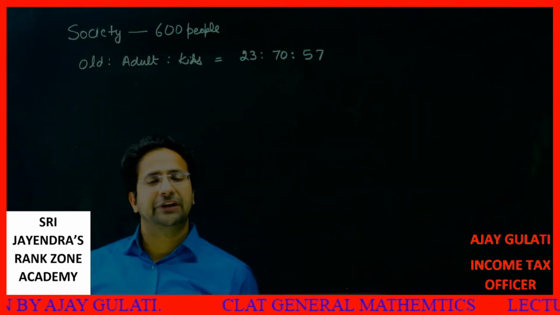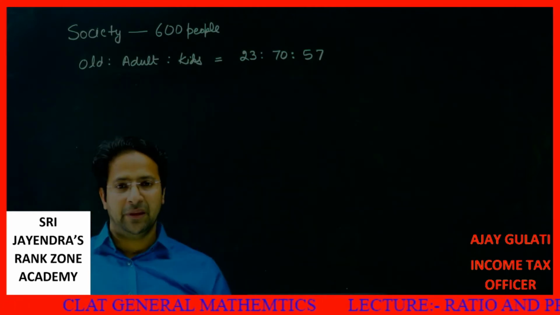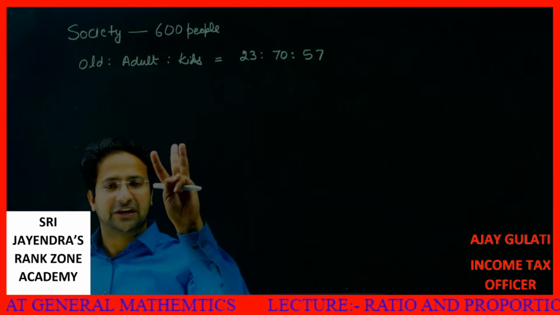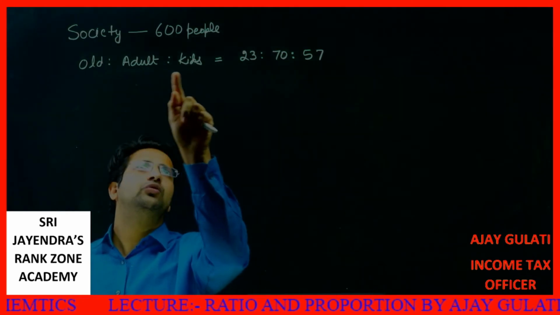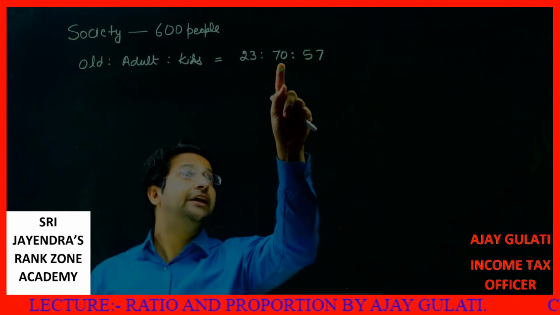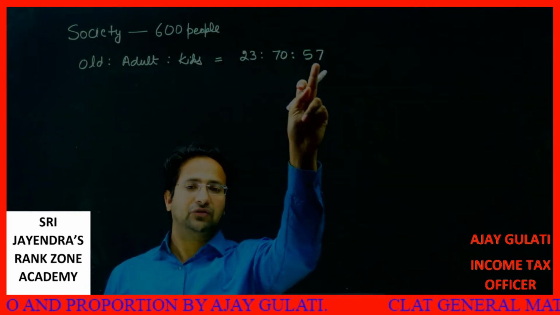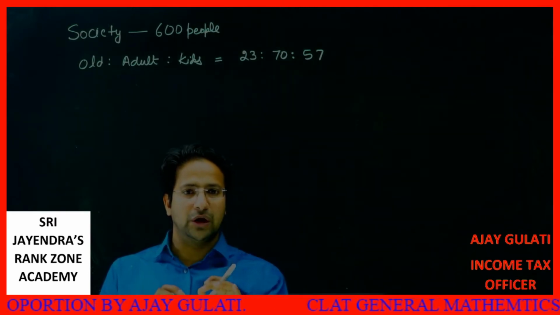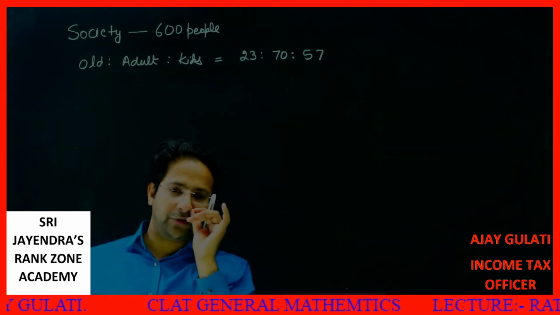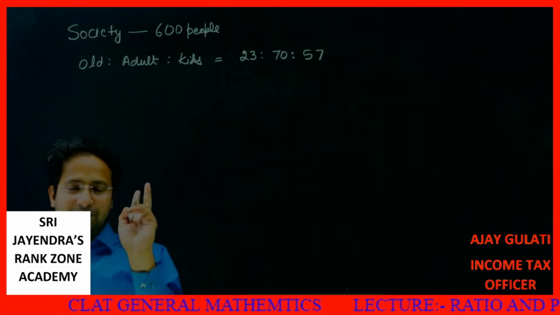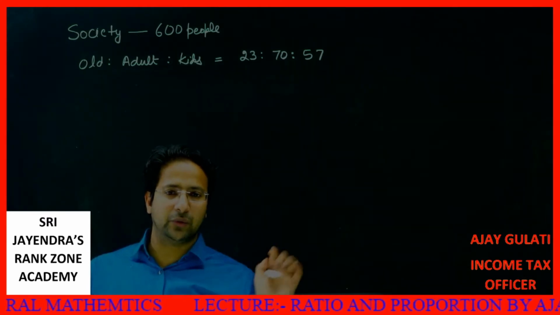Now students, let's proceed with one more example. Suppose we are being told in a society there are 600 people. Out of those 600 people, let's say there are 3 categories of people: old, adult and kids. What is the ratio of old is to adult is to kids? 23 is to 70 is to 57. This is the ratio of old is to adult is to kids. Now we need to find the population of all of these. There are 2 methods. First I'll tell you a detailed method, then I'll tell you what shortcut we will be applying in all the subsequent questions.